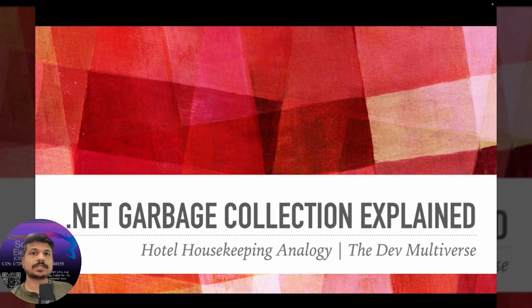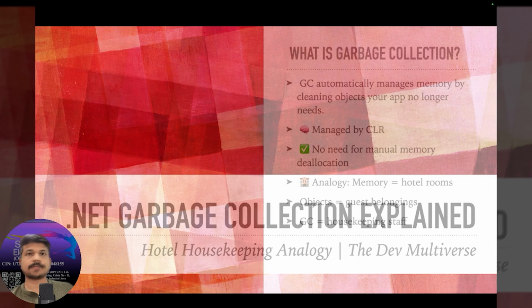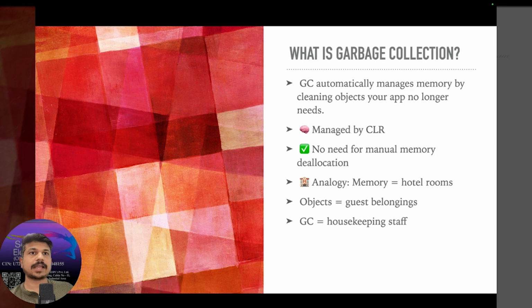Today we are going to demystify how .NET manages memory using garbage collection. And to make it fun, we will explain it using a hotel housekeeping analogy. So garbage collection in .NET is like having a smart housekeeping staff in a hotel. It automatically detects which objects in memory are no longer needed and cleans them up, freeing memory for new operations.